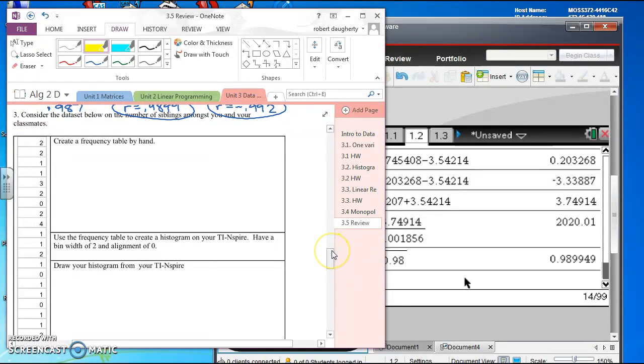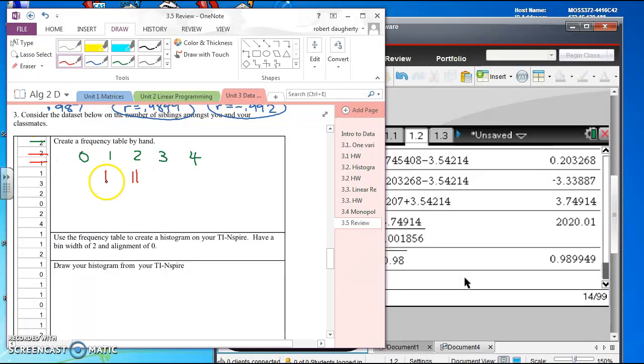So problem number 3, it has a data set on number of siblings, and you're asked to create a frequency table by hand. So to do this, I'm going to have number of siblings, 0, 1, 2, 3, it looks like 4. I'm not sure if I go above that. So I'm going to create this by hand. I'm going to keep a tally right there.